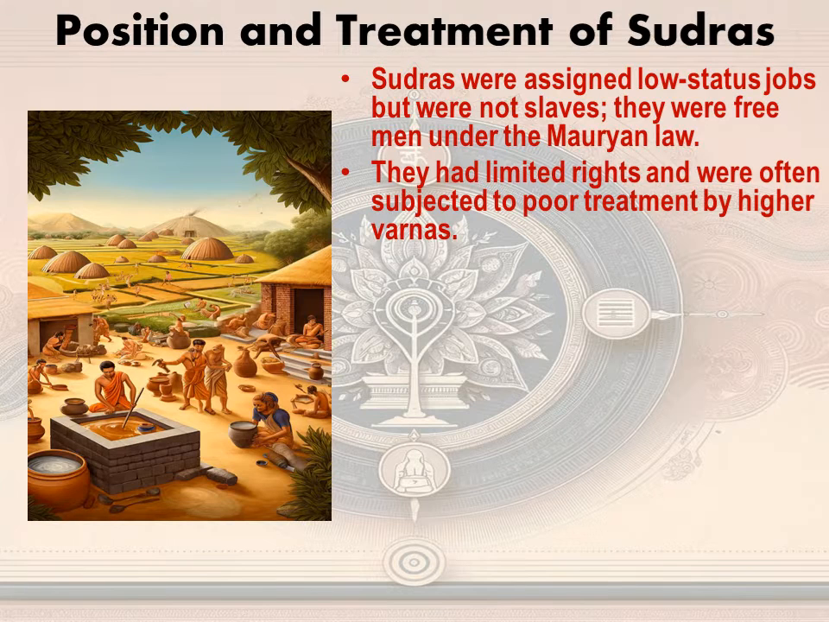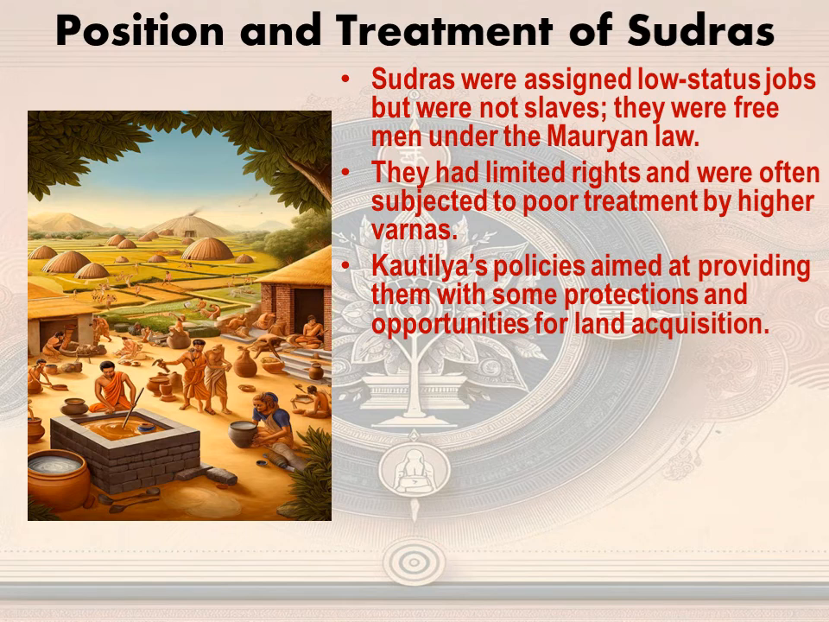They had limited rights and were often subjected to poor treatment by the higher Varnas. So they had very limited rights. Their freedom and rights were very much restricted compared to the upper three Varnas, and sometimes they were victims of poor treatment by the other Varnas.